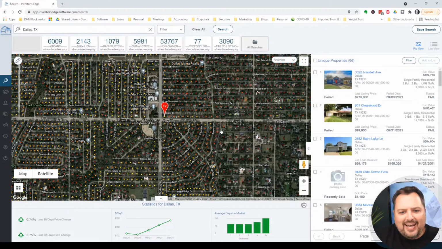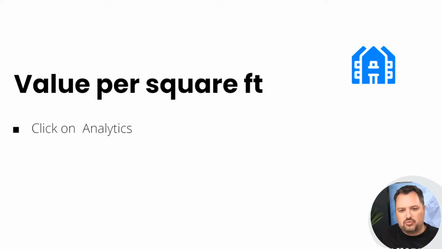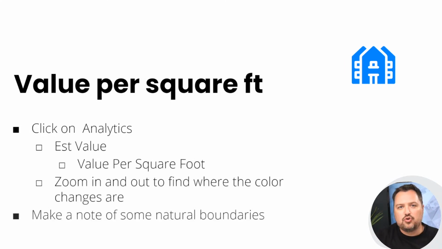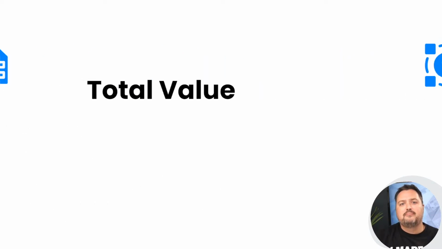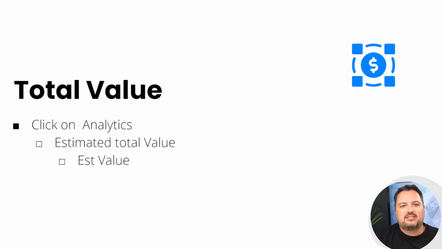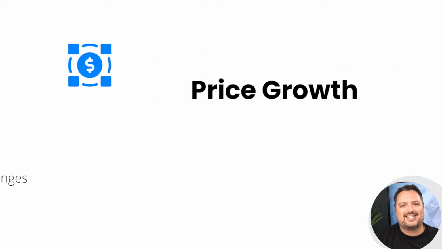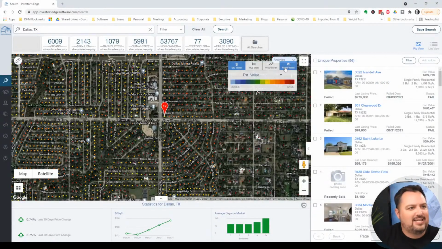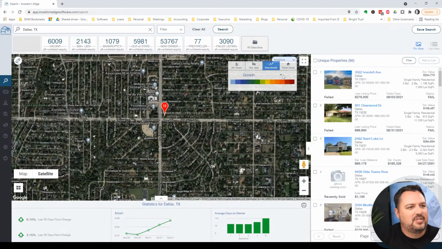The other thing I can look at here, let me get you all the way over here. Okay, so you can look at estimated values per square foot. You can zoom in, see where those change, and make note of those natural barriers. One of the things we talked about here is total value. So you can click on analytics, estimated value, and zoom in. We looked at this as well. The other thing you can look at is price growth. We didn't talk about price growth as much. So one of the things we can look at here is the price growth and what's happened, and the growth over the last 6 months.